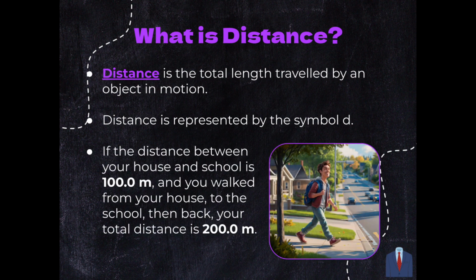If the distance between your house and your school is 100 meters, and you walk from your house to the school, then back, your total distance is 200 meters. Simple.